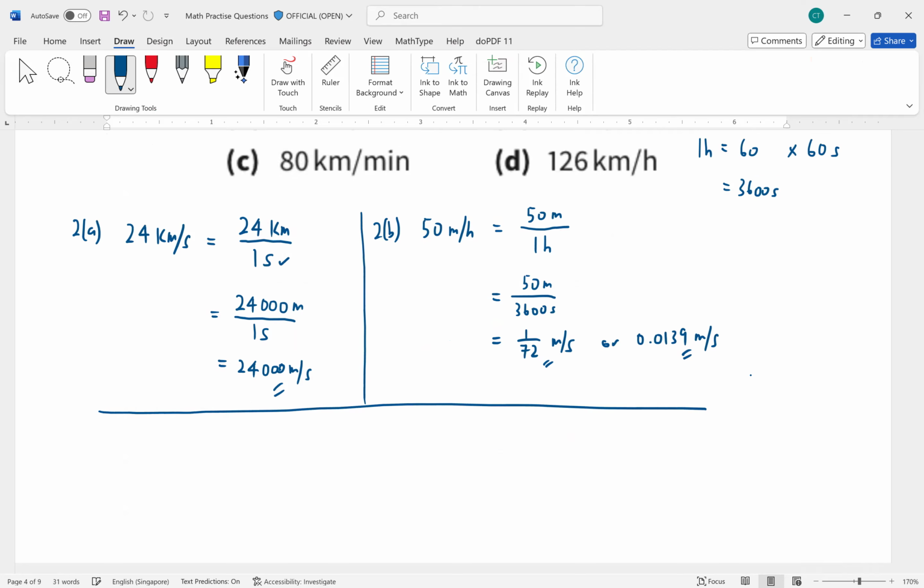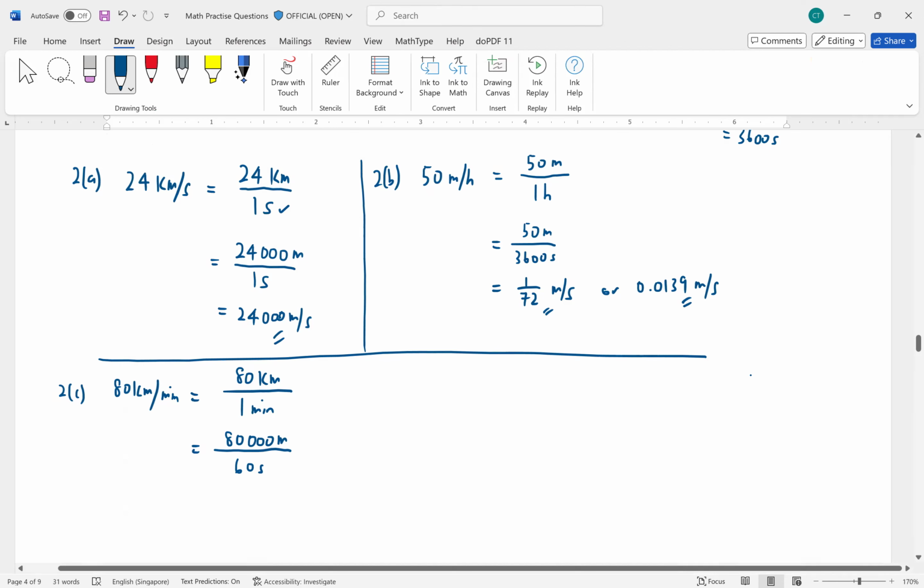Part C, we want 80 kilometer per minute. Okay, so 80 kilometer per minute means 80 kilometer divided by 1 minute. Okay, so we want meter per second, right? So the top change to meter. So 80 kilometer will be 80,000 meter, times 1,000. And then 1 minute, we change to seconds, will be 60 seconds. Then you do the division again. So 80,000 divided by 60 will give us the answer.